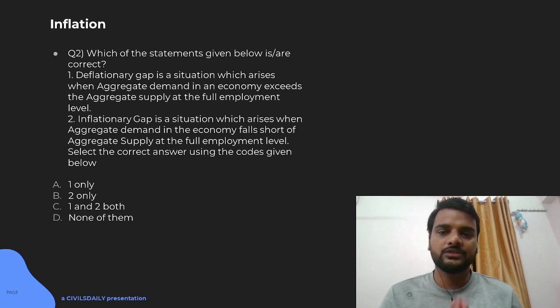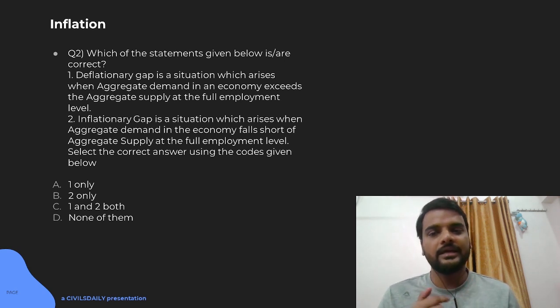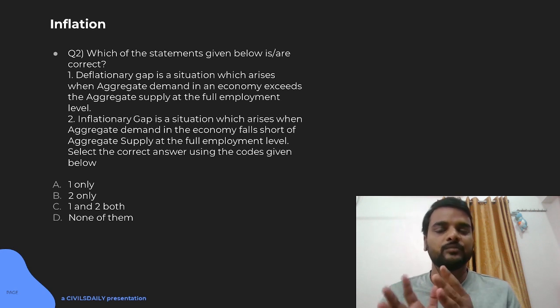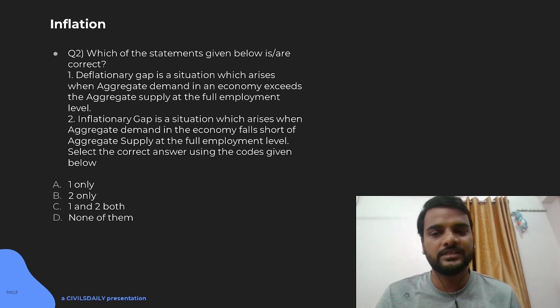Moving on to the next question, it is again on inflation. Deflationary gap is a situation which arises when aggregate demand in the economy exceeds the aggregate supply at the full employment level. Here, full employment level shows that there will be maximum income to the people. There can be two conditions: aggregate demand exceeds aggregate supply, or aggregate supply exceeds aggregate demand. When there is more demand than supply, you will have the inflationary gap, that is the inflationary pressure. So the first statement is not correct.